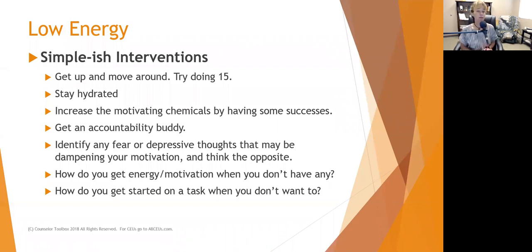Get an accountability buddy who encourages you to get up and go to the gym, or somebody that you look forward to seeing when you're at work, or a housemate that will help you out in the garden. Identify any fear or depressive thoughts that may be dampening your motivation and think the opposite. And then think about, again, in the past, how do you get energy and motivation when you don't have any? You don't want to do the laundry. How do you get yourself to get up and do it? How do you get started on a task when you don't want to?